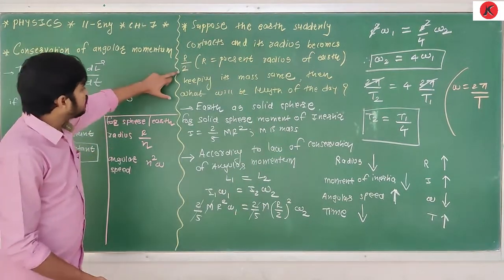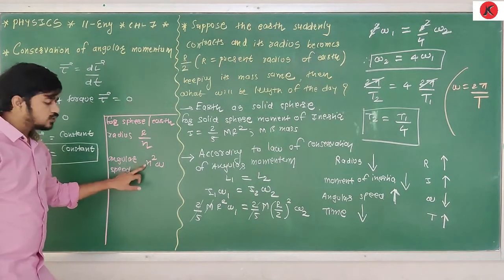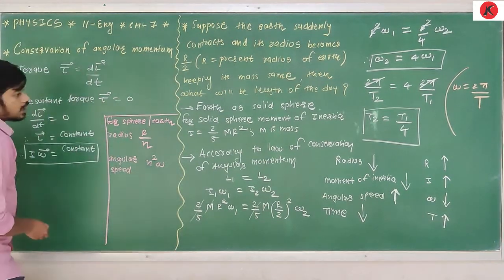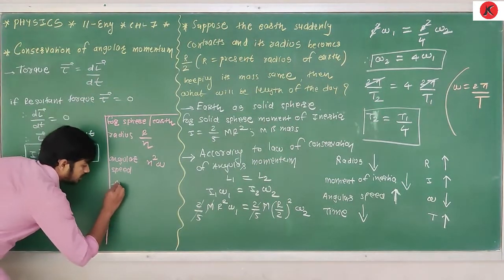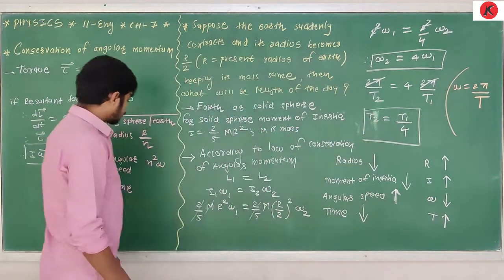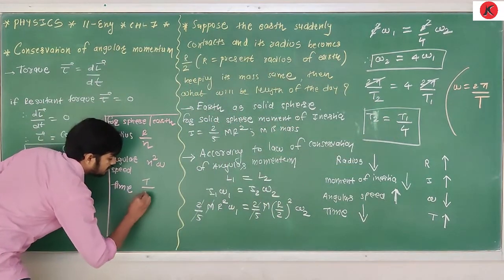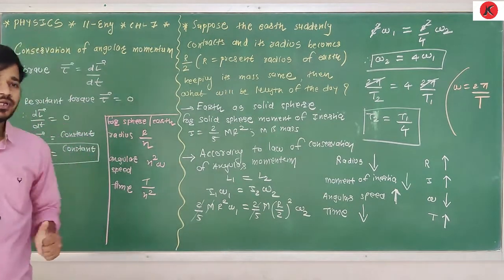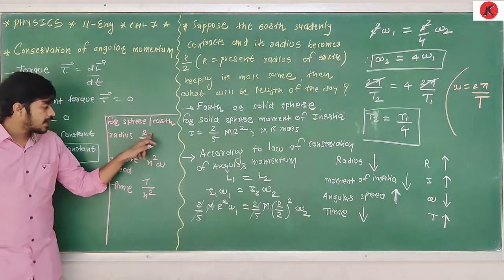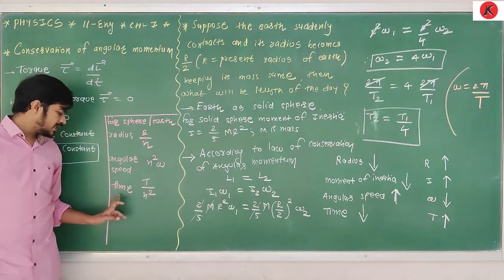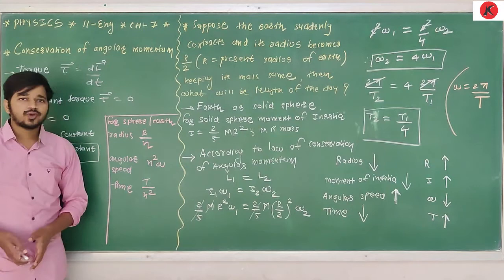Here n is equal to 2, so put n equal to 2, and 2 squared will be 4. Yes or no? Yes, it is. Okay, what about time? See, time is T1 by 4, so you can write it as T upon n². So if radius becomes r upon n, angular speed becomes n² omega, and time becomes T upon n².